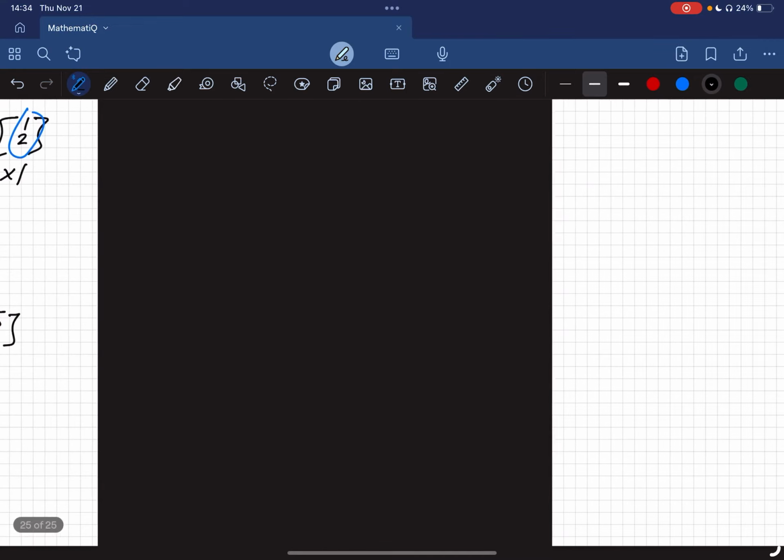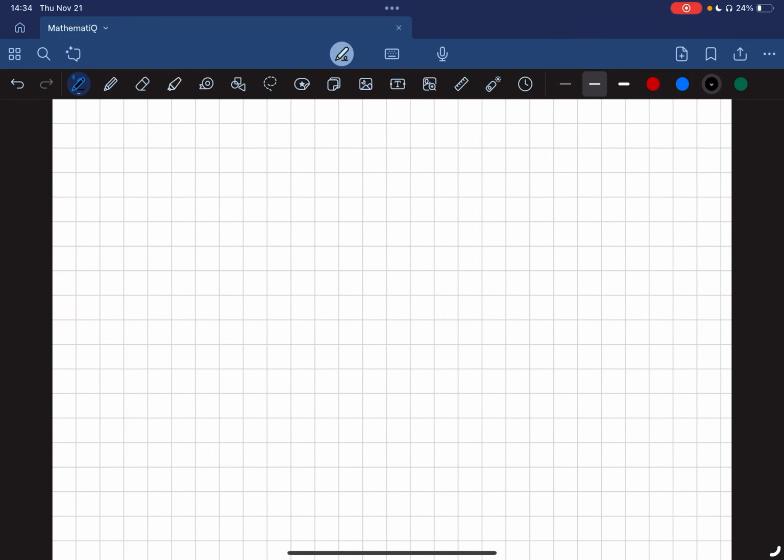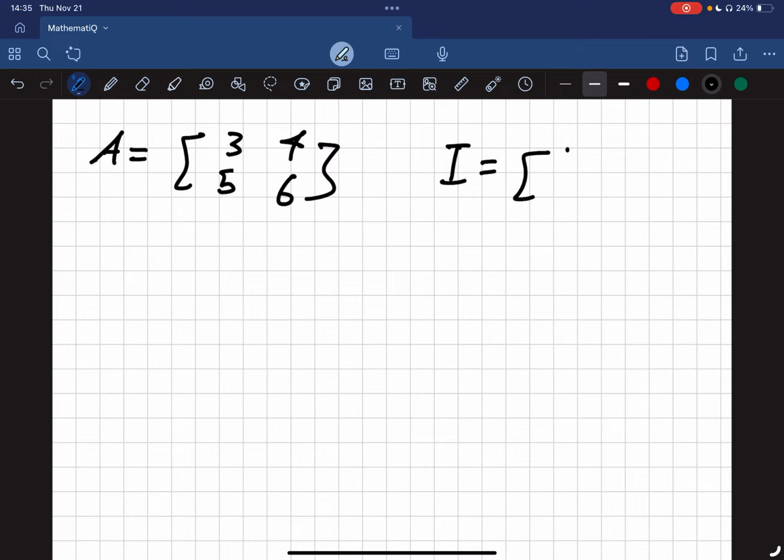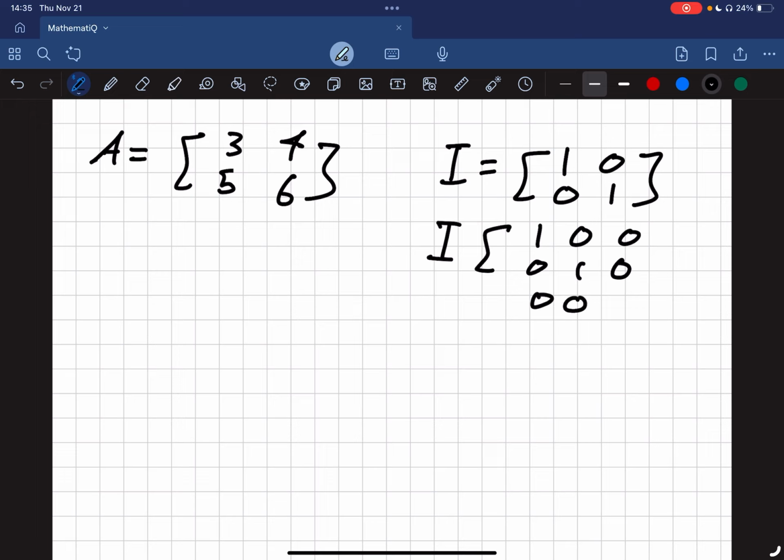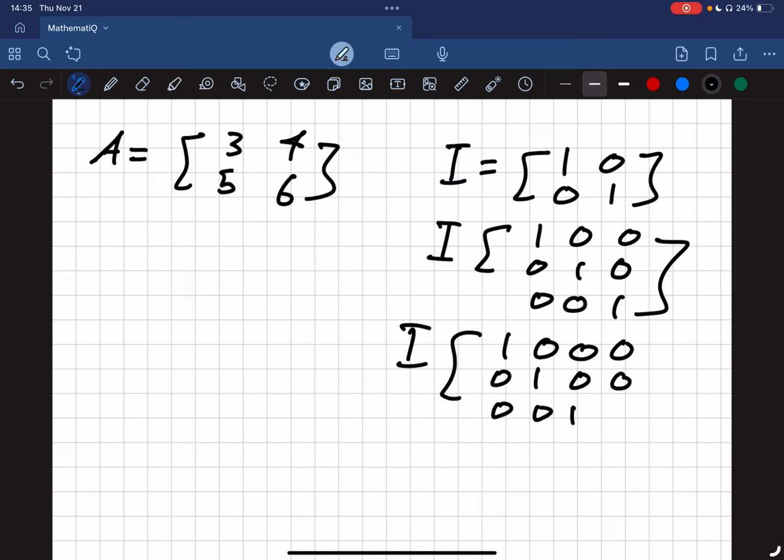One final thing to note is multiplying by the identity matrix. An identity matrix is just one where you have ones on the diagonal and it is square. So let's say we have A equals 3, 4, 5, 6. Then the identity matrix for a 2 by 2 space would be 1, 0, 0, 1. For 3 it would be 1, 0, 0, 0, 1, 0, 0, 0, 1. And for 4, it would be 1, 0, 0, 0, 0, 1, 0, 0, 0, 0, 1, 0, and so on.